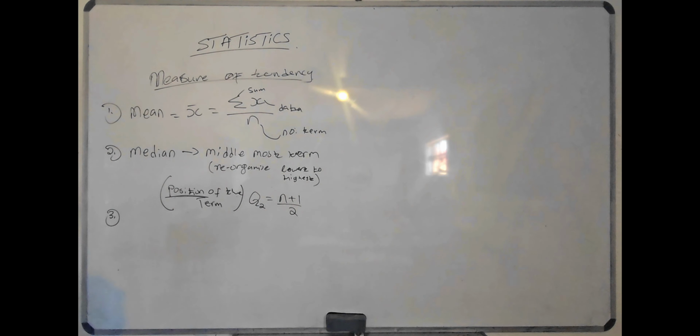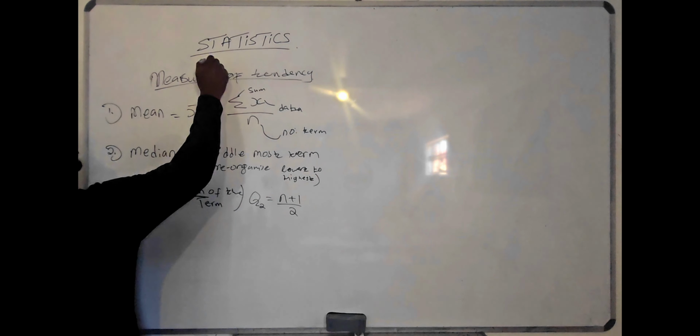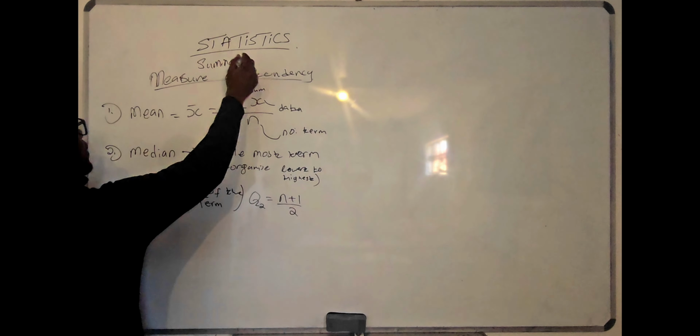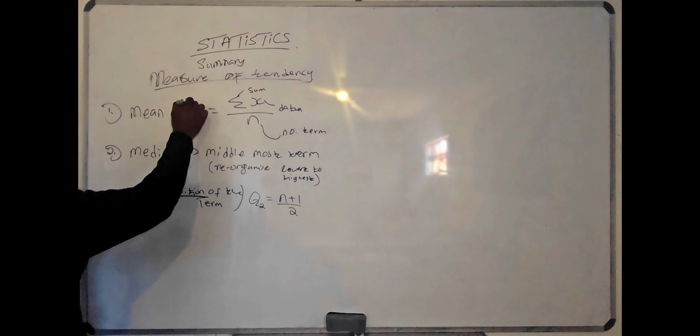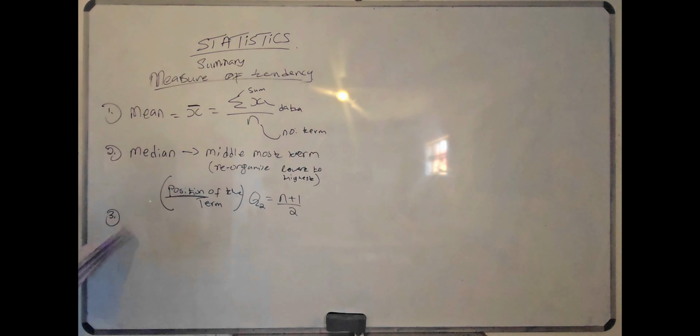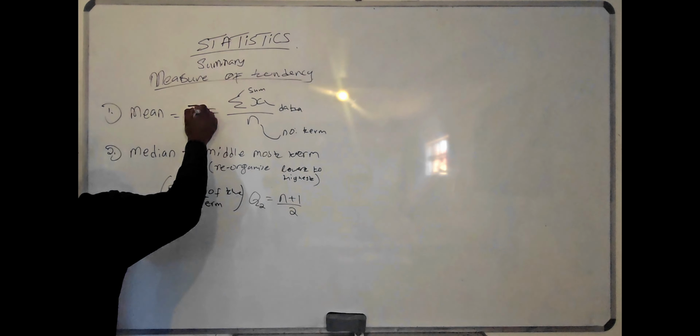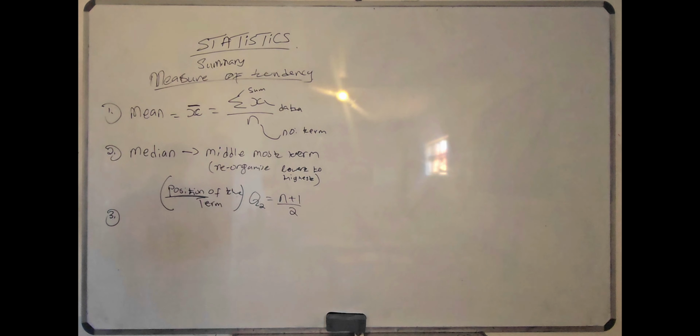All right, cool. So we started with the summary. This is the summary, statistics summary. Okay, we've got the mean, which is given by x bar. The mean equals the sum of all the data given divided by the number of terms in that data. And then the median is the middlemost term.